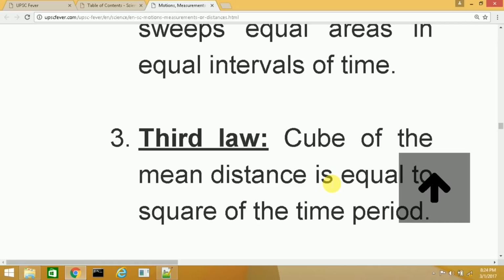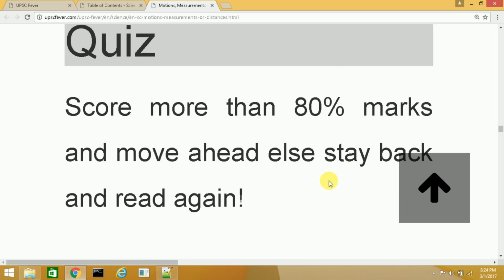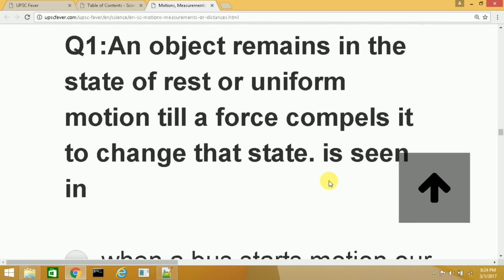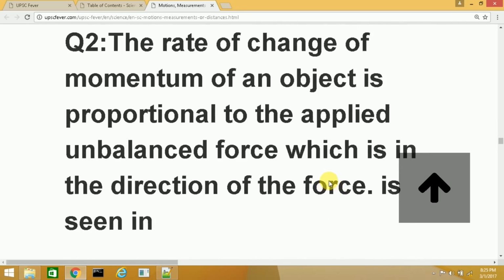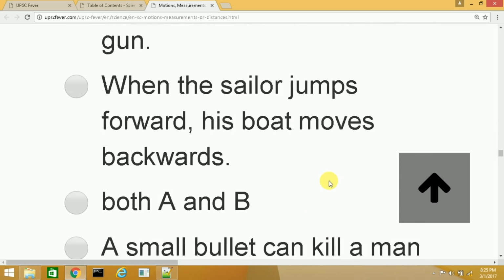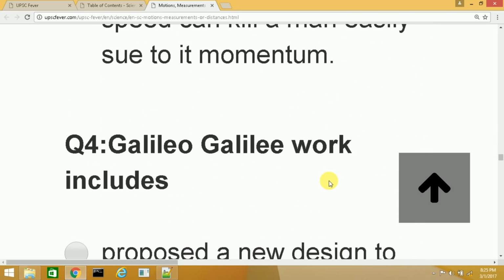There is a chapter wise quiz which you should attempt if you are confident, and if you can score more than 80% marks, then you can move ahead to the next video.